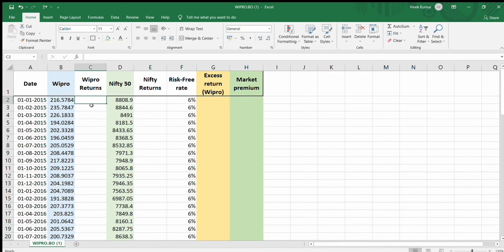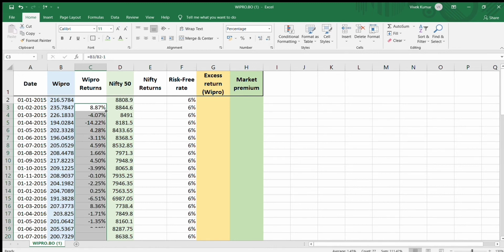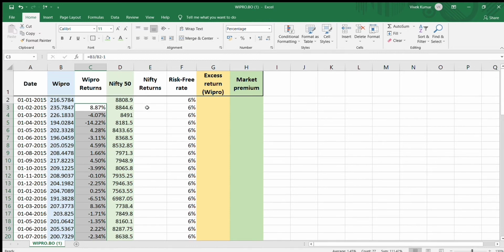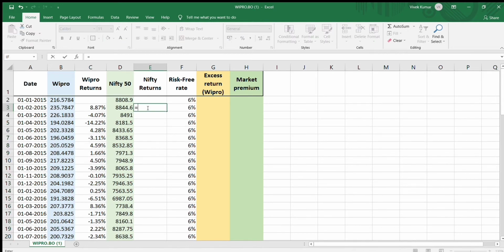So now let's calculate the return. We have to take today's price divided by yesterday's price minus 1, and now let's convert it into percentage. Yeah, here we go. The same thing we need to do for the market also: today's price divided by yesterday's price, minus 1.